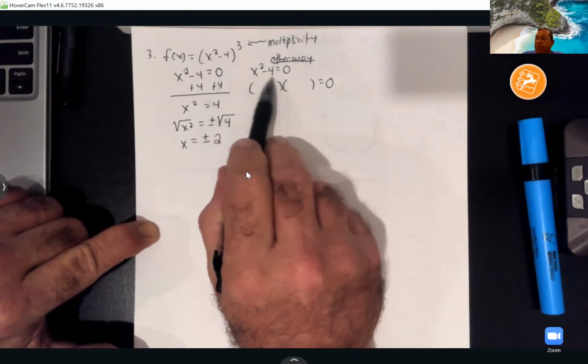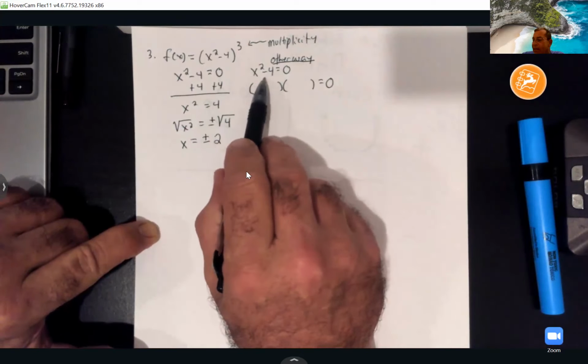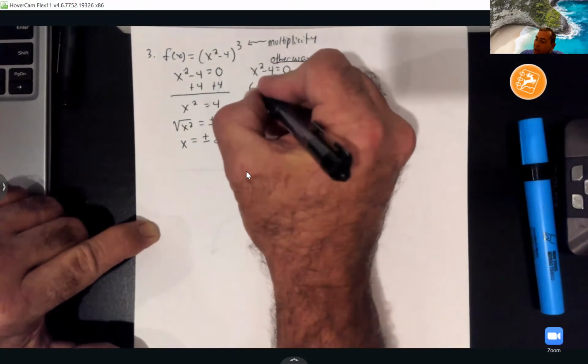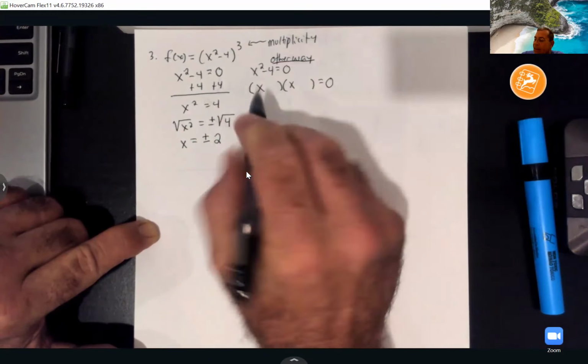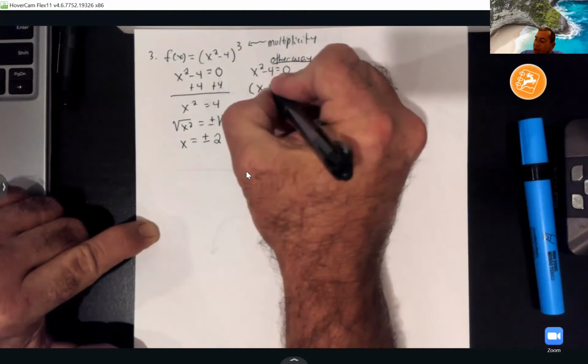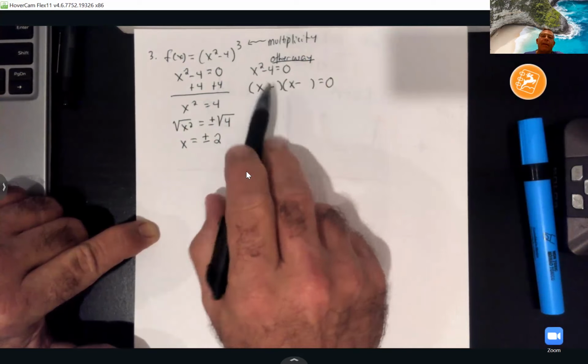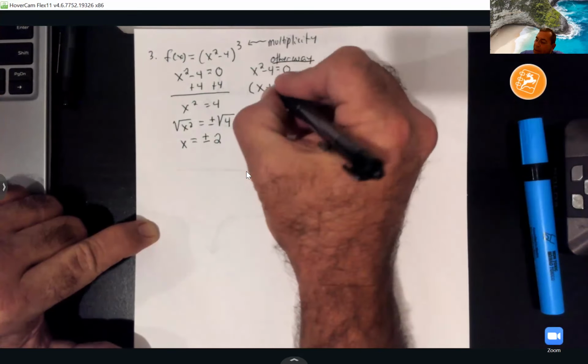Anytime you got 2 terms like this being subtracted, that's probably the difference of perfect squares. So the x squared would be an x and an x. Perfect squares always factor into conjugate pairs, so 1 plus and 1 minus. And then the square root of 4 would be 2.